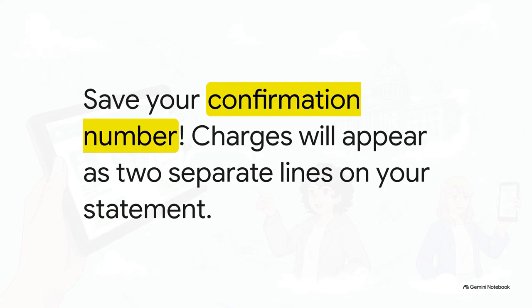Also, a quick heads up for when you're balancing your checkbook later in the month, don't freak out when you check your bank statement. The charges are actually going to show up as two totally separate line items. You'll see one line for the actual tax amount that goes to the county, and a second, separate line for that tiny convenience fee we talked about.